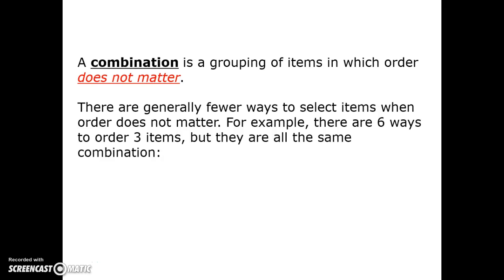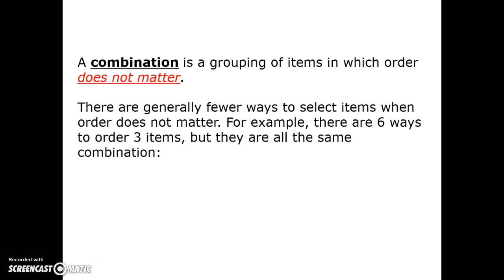Continuing our discussion about probability, we talked in the last lesson about permutations. Now we're going to talk about combinations. Remember, in permutations the order did matter, and a combination is a grouping of items in which the order does not matter. There are generally fewer ways to select items when order does not matter.